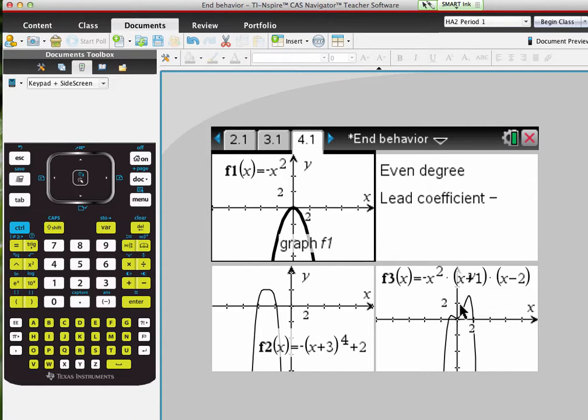Notice again some crazy behavior in between. This one, not so much crazy behavior in between, but both of these fourth power graphs have end behavior pointing down. That's a nice whirlwind tour through end behavior.